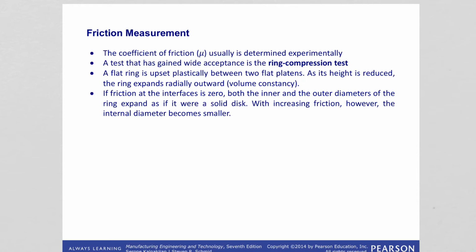So a flat ring is upset, meaning forged, plastically between two flat surfaces. As its height is reduced, as you would expect, the ring expands radially outward. This happens because the volume has to stay constant, so if the height is reduced, you expect it to expand radially.